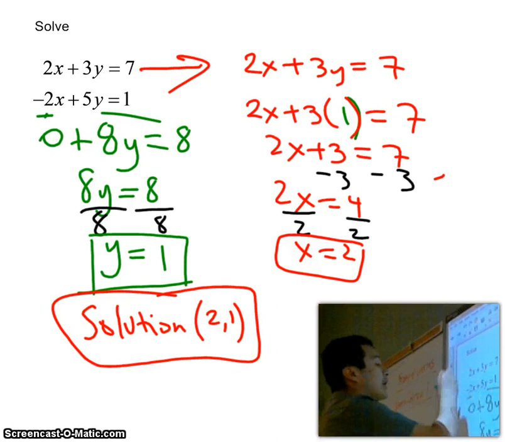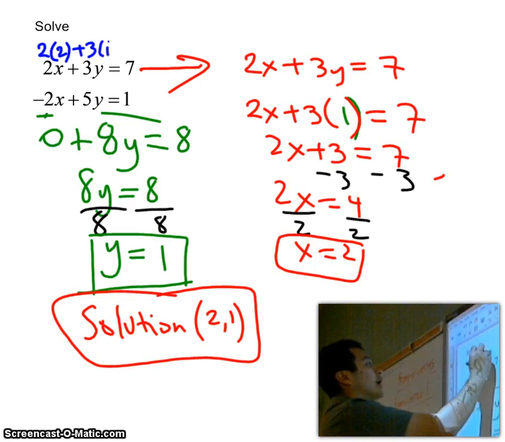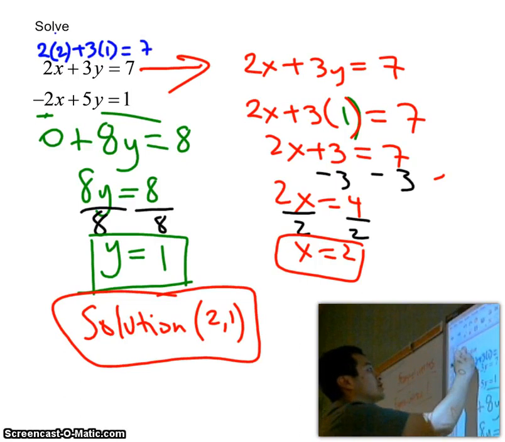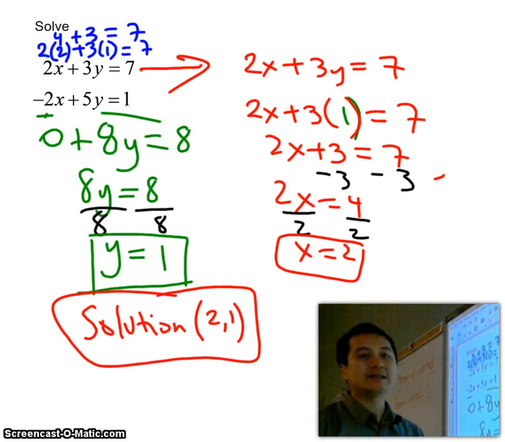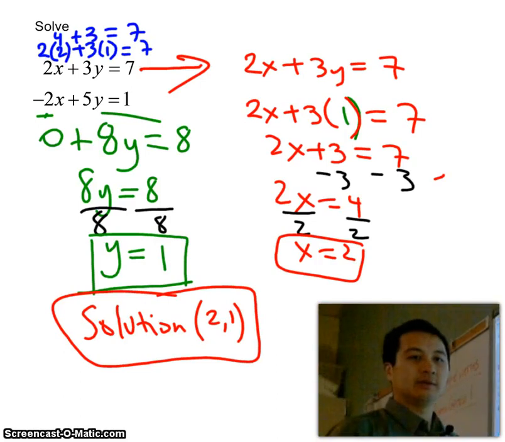So that means 2 for x, 1 for y. Look at this. I'll plug into the first equation. 2 for x, that means 2 times 2 plus 3 times 1 equals 7. 2 times 2 is 4. 3 times 1 is 3 equals 7. 4 plus 3 is 7. 7 equals 7. That's good.